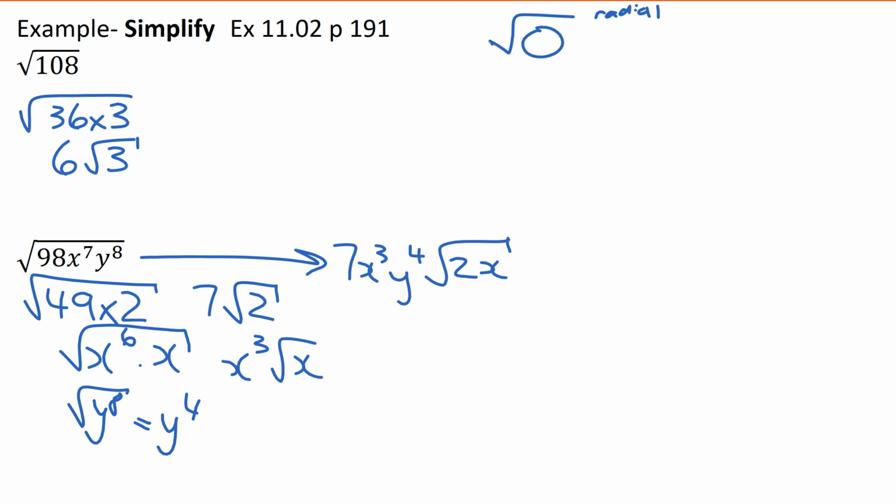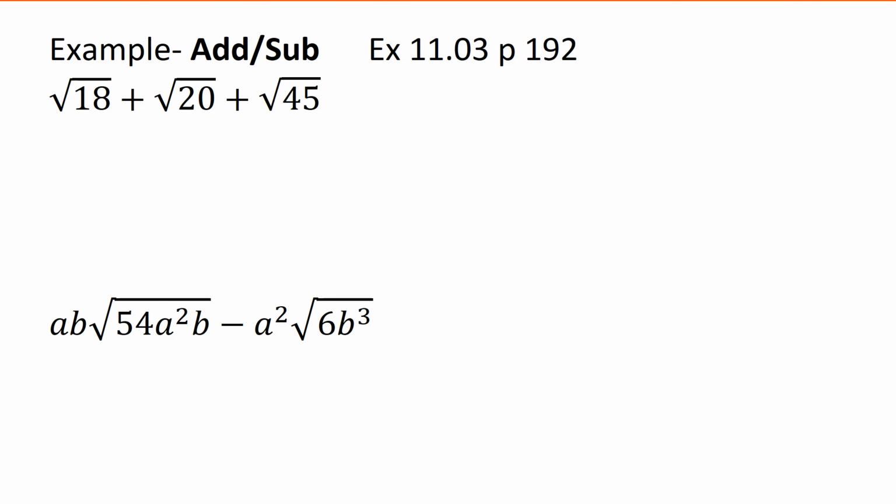So as I said, we did those ones. That is simplifying. So we come along here. Right, so can we now do some adding and subtracting with these particular surds? Now this looks a little bit trickier, is that right?